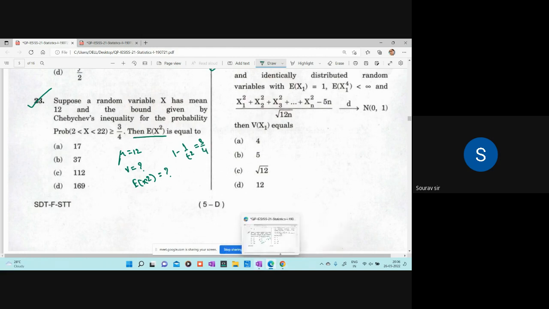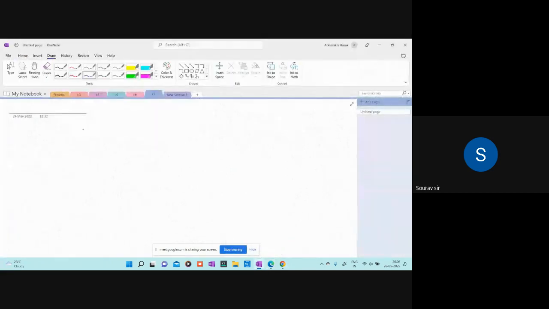Can you please tell me the Chebyshev's inequality? Anyone who can tell me the Chebyshev's inequality? Probability of mod of x minus mu less than or equal to t sigma is greater than or equal to 1 minus 1 by t square, am I right?